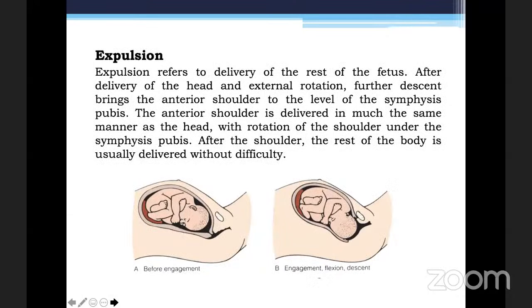Then the last one is the expulsion. It refers to the delivery of the rest of the fetus. After delivery of the head and external rotation, further descent brings the anterior shoulder to the level of the symphysis pubis. The anterior shoulder is delivered in much the same manner as the head, with rotation of the shoulder under the symphysis pubis. After the shoulder, the rest of the body is usually delivered without difficulty.